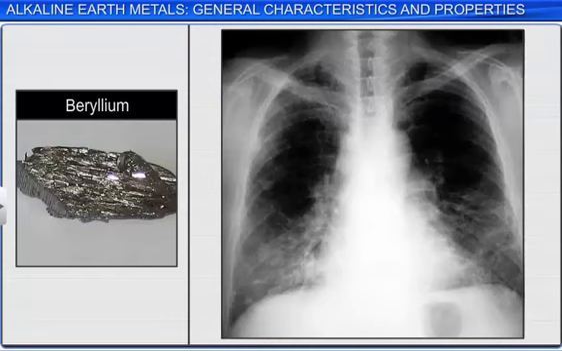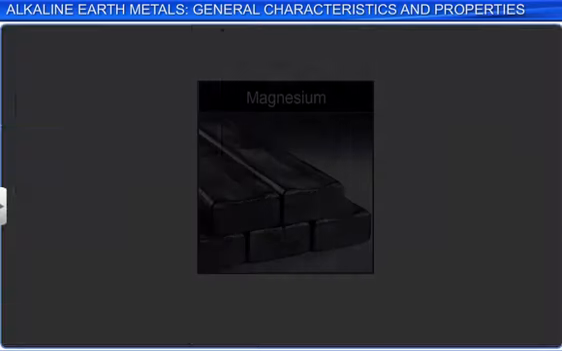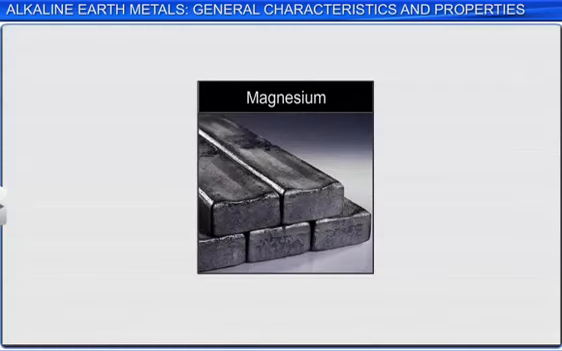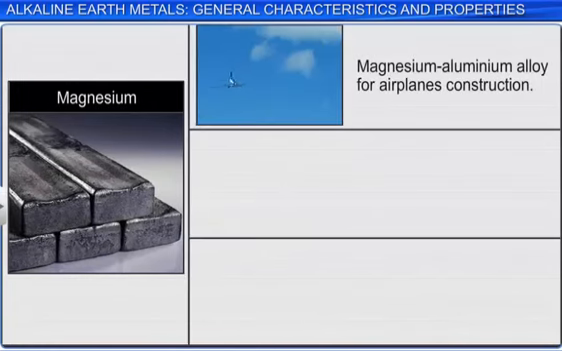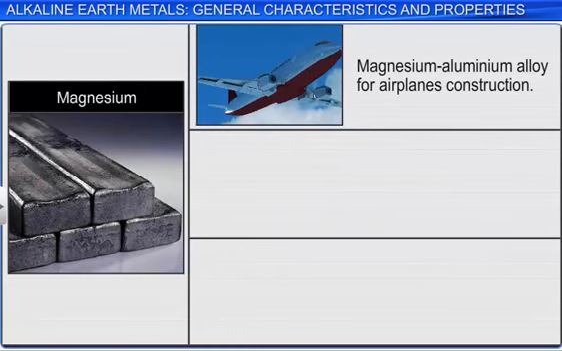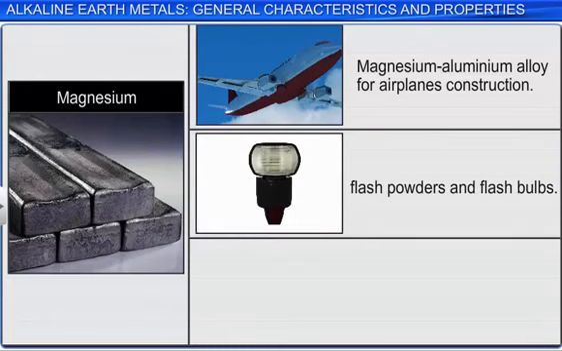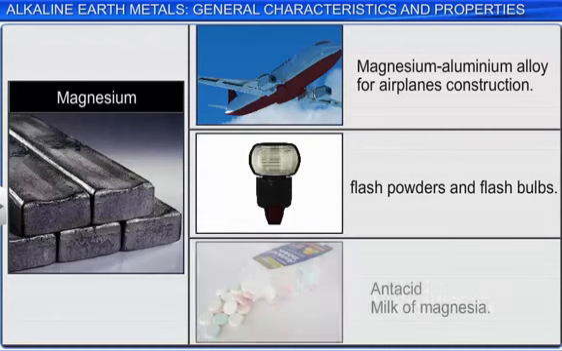Magnesium is also used to prepare alloys. A magnesium-aluminium alloy is used in the construction of airplanes. Magnesium metal is used in flash powders and flash bulbs for cameras. Milk of magnesia, a suspension of magnesium hydroxide, is used as an antacid. Magnesium carbonate is used as an ingredient in toothpaste.